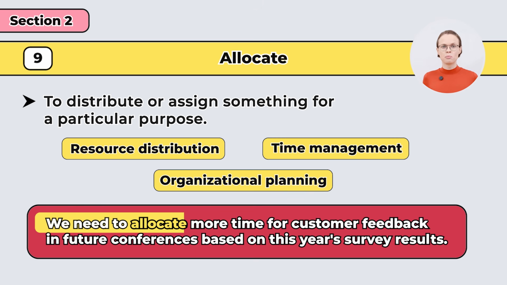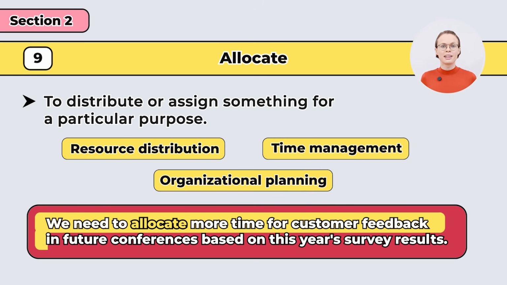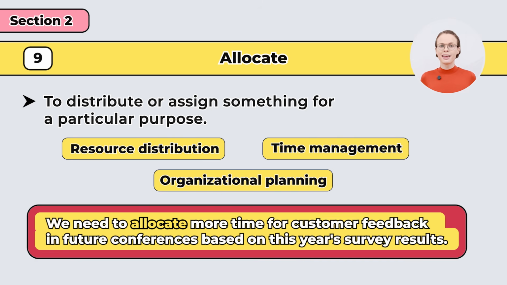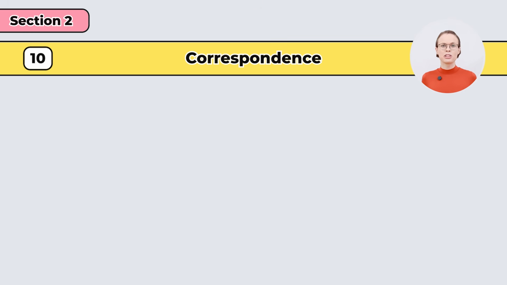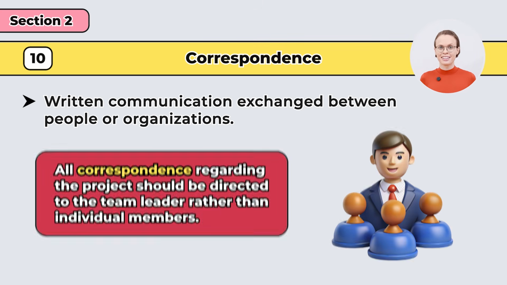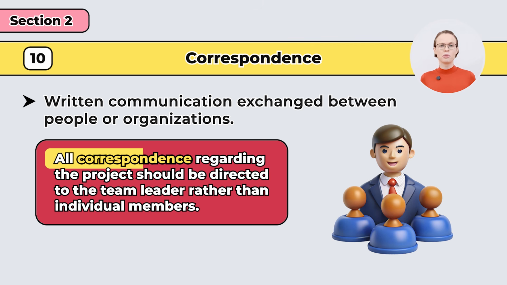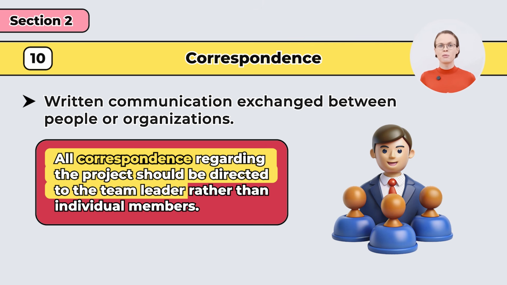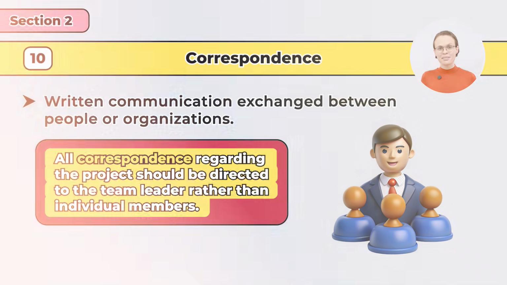We need to allocate more time for customer feedback in future conferences based on this year's survey results. Let's examine correspondence. This word refers to written communication exchanged between people or organizations. Here's an example. All correspondence regarding the project should be directed to the team leader rather than individual members.